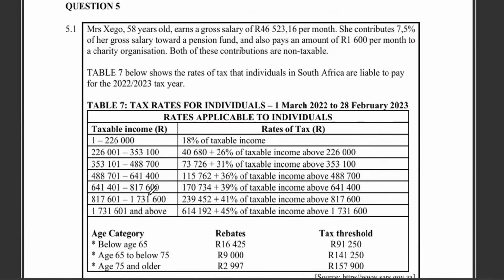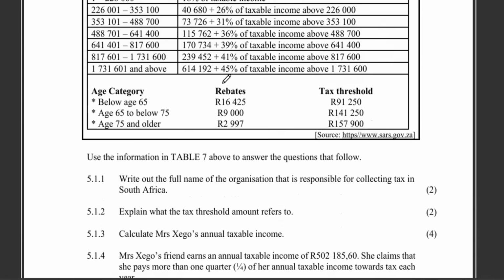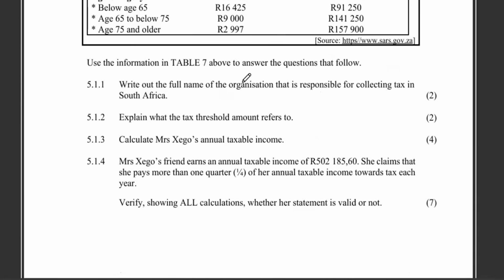Mrs. X, 58-year-old, earns a gross salary of 46,523 Rand 16 cents per month. She contributes 7.5% of her gross salary towards her pension fund and also pays an amount of 1,600 per month to a charity organization. Both of these contributions are non-taxable. Below shows the rates of tax individuals in South Africa are able to pay.